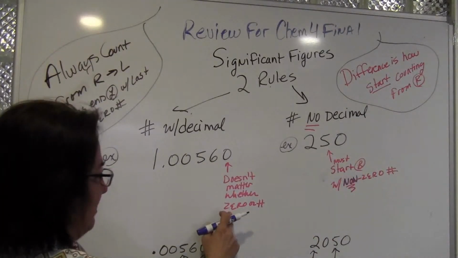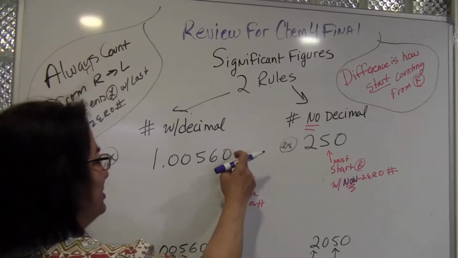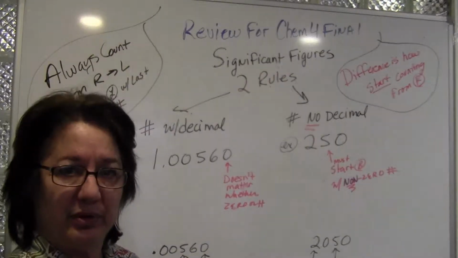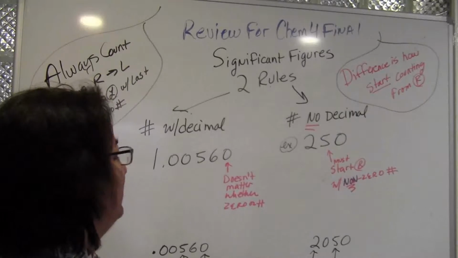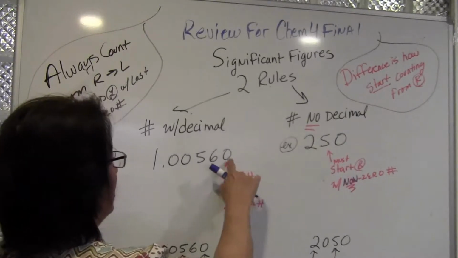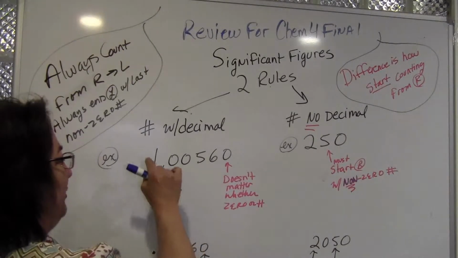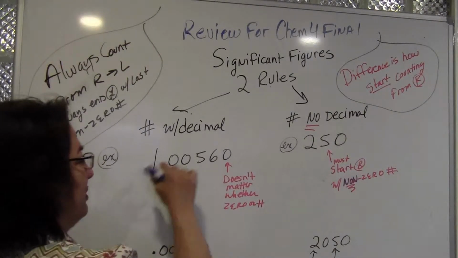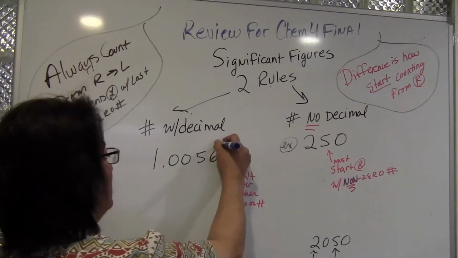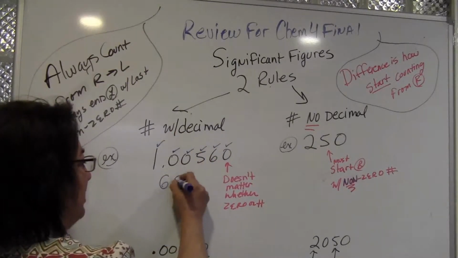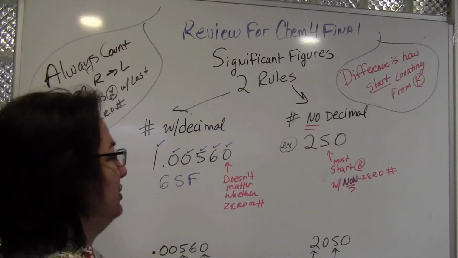With a decimal number, it doesn't matter whether this is a zero or a number. You start at the end of the number. You start counting significant figures there. And we're going to continue from right to left until we get to the last non-zero number. So 1, 2, 3, 4, 5, 6. This number has 6 significant figures.